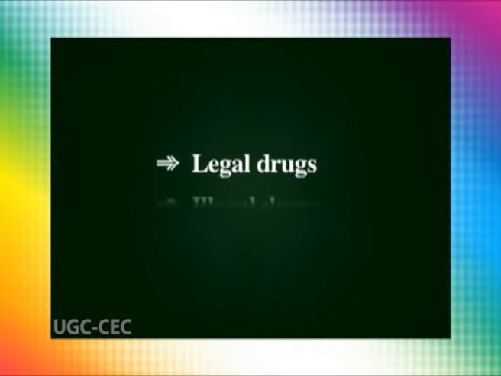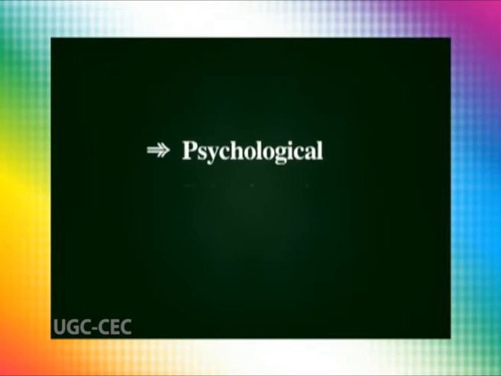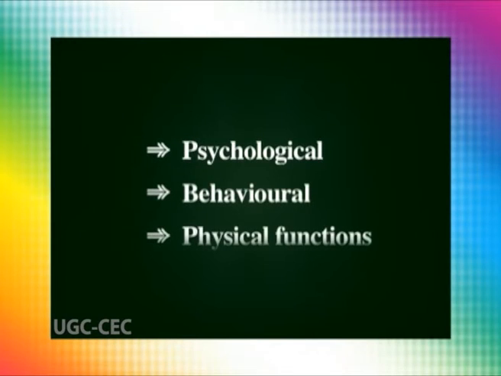Continued or excessive use of such substances causes addiction or dependence. The former refers to legal drugs and the latter to illegal drugs. The term drug refers mainly to chemical or plant-derived substances that affect psychological, behavioral, or physical functions and lead to varying degrees of dependence or addiction.